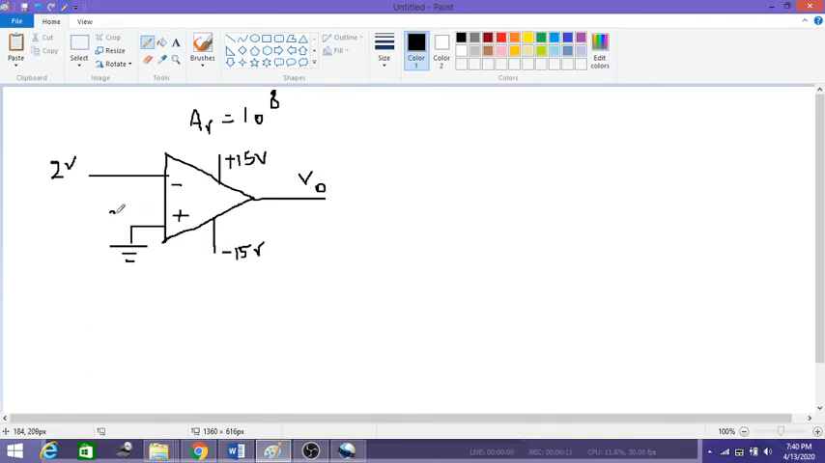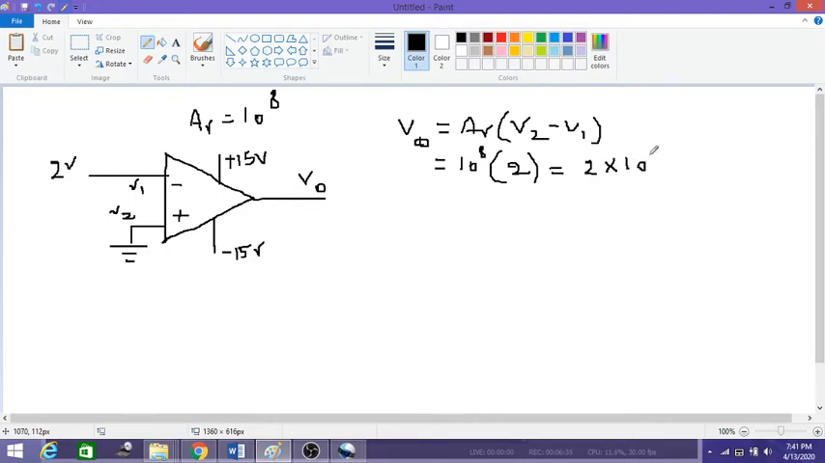So basically this is our V2 terminal and this is V1. So with respect to the equation, V0 is equal to AV into V2 minus V1. Now our V2 voltage is 0, so it means I am supposed to get 10 to the power of 8 into 2 volts. It means 2 into 10 to the power of 8, correct? But we do not get this value across the output. Such a high voltage we won't get across the output.